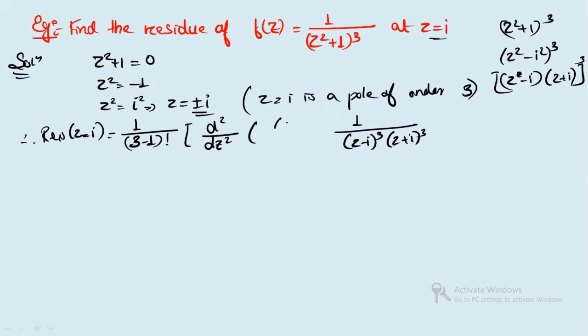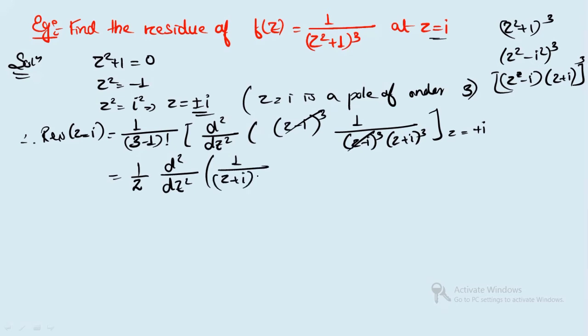And here what you are having? (z minus i) to the power n, that is cube. All right. So this is z is equal to i. So (z minus i) and this is also (z minus i) cube, it will get cancelled. And this will give you 1 by 2, because it is factorial 2. And this term, it is d square by dz square of 1 by (z plus i) whole cube. You have to differentiate it twice.